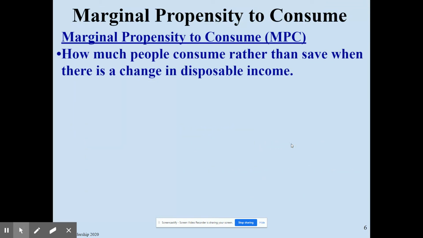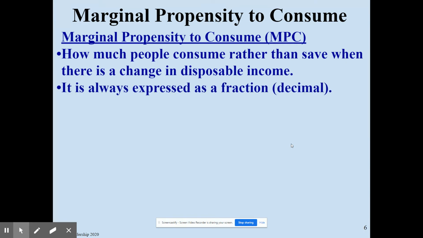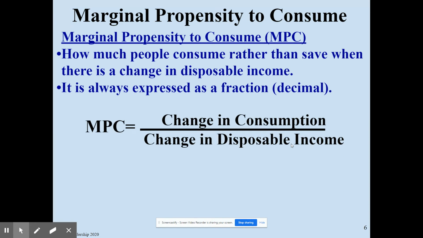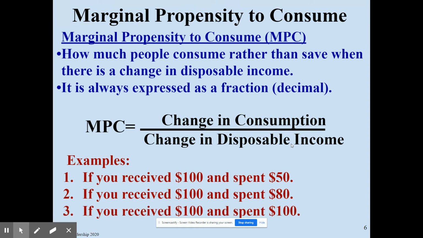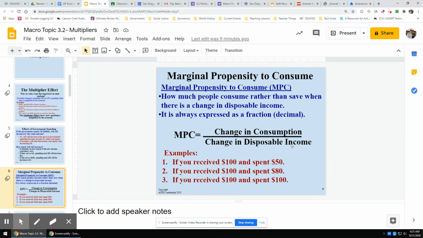This brings us to the marginal propensity to consume, or the MPC. The MPC is how much people consume rather than save when there's a change in disposable income. It's always expressed as a fraction. The equation is the change in consumption over the change in disposable income. Example, if you received $100 and spent $50, or if you received $100 and spent $80, or if you received $100 and spent $100.